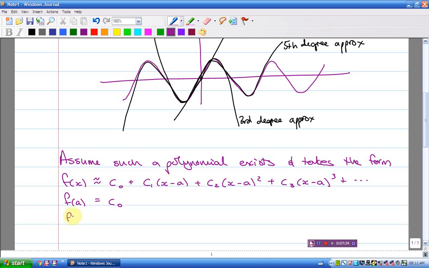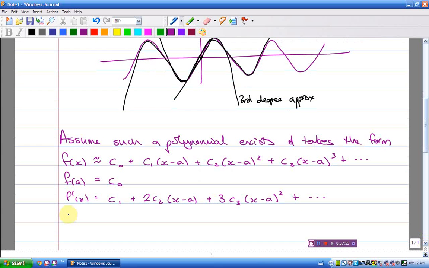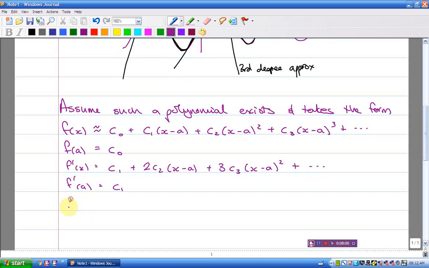What if we differentiate our function? The c naught is going to disappear. We're going to be left with c1 plus 2c2 times x minus a plus c3 times x minus a squared plus the higher order terms. Once again, plug in x equals a on both sides. F dash of a equals c1 and the rest of the terms are 0. We now have the second term in our polynomial expansion. Okay, looks like there's a pattern there, but the apparent pattern is about to break down.